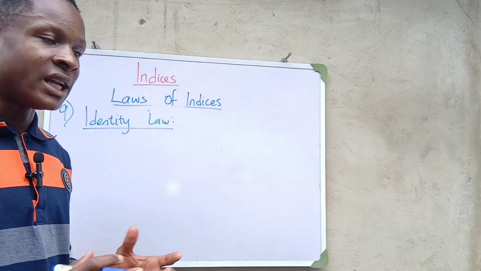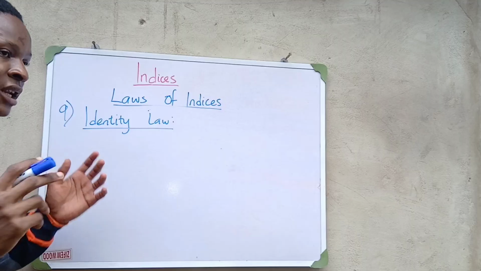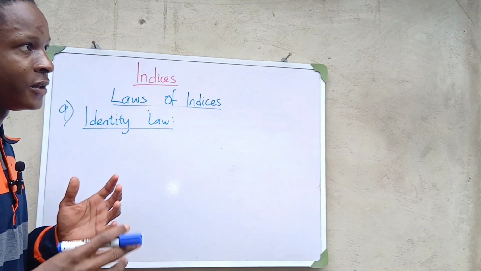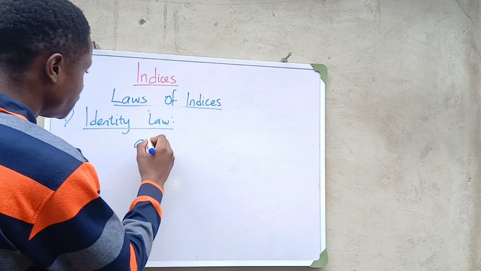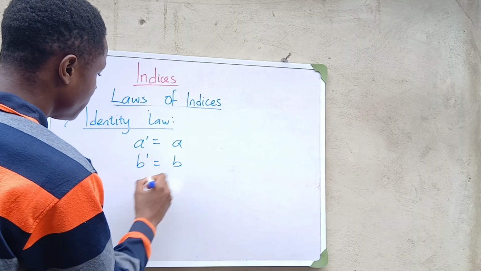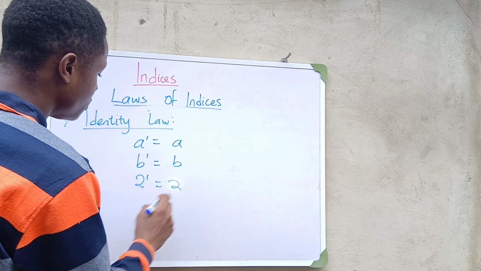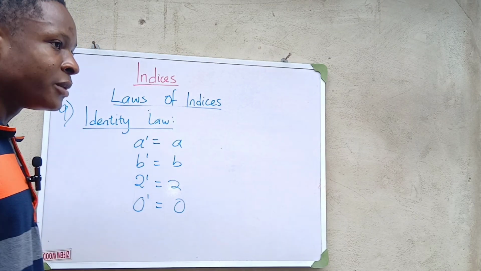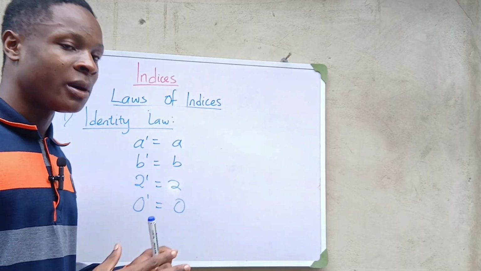The last law, which is the identity law, states that any number or variable raised to power 1 is going to give that number or variable. So let's say we have a raised to power 1 is going to give us a, b raised to power 1 is going to give us b, 2 raised to power 1 is going to give us 2, 0 raised to power 1 is going to give us 0. So any number or variable raised to power 1 is going to give us that number or that variable.